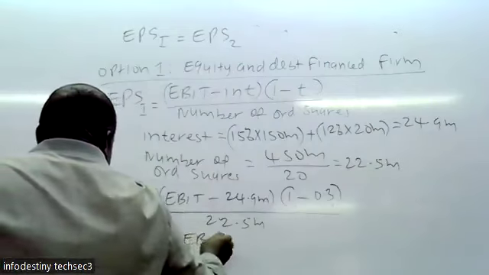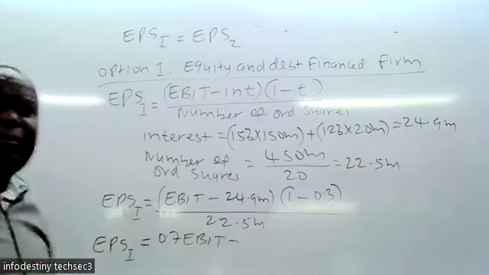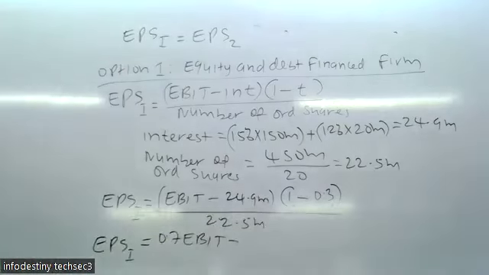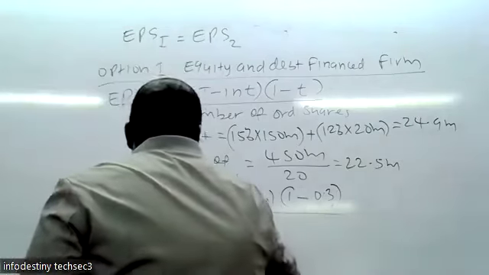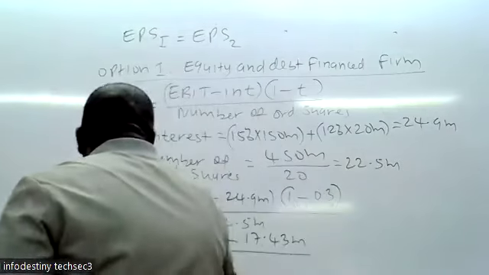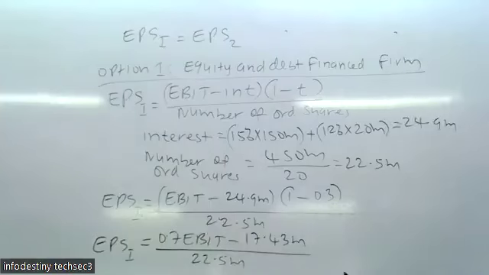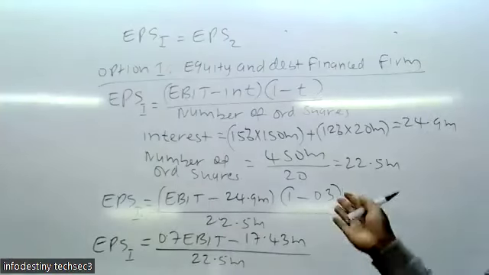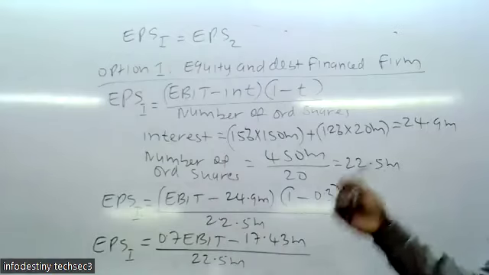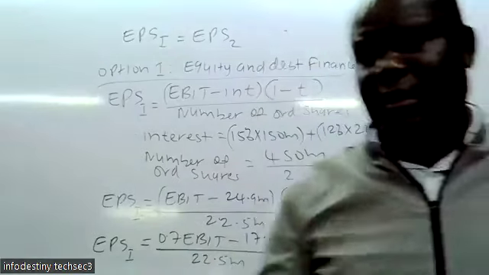0.7 earnings before interest and tax. Also, when you take 24.9 multiplied by 0.7, confirm, it should give us which figure? 17.43. So this is now our equation for option 1. We just leave it like that. Then we also create for option 2. Then we shall equate them together, and then make this one the subject. So that's now for option 1.